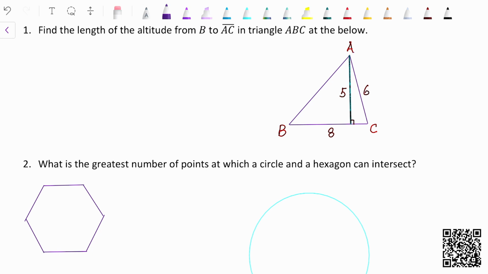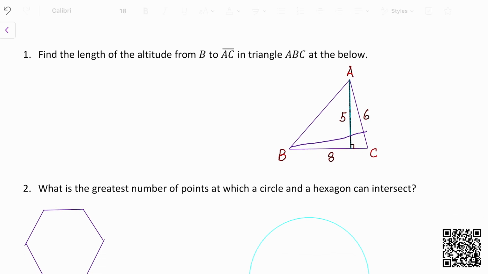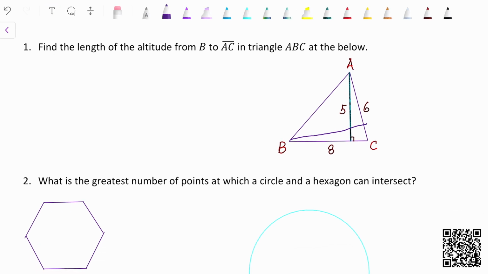Today's first question is, find the length of the altitude from B to segment AC in triangle ABC below. So, don't judge on how straight my line is, because I am not a straight line drawing robot and I am drawing this by hand. That is horrendous. It gets the job done, okay? And this is a 90-degree angle.